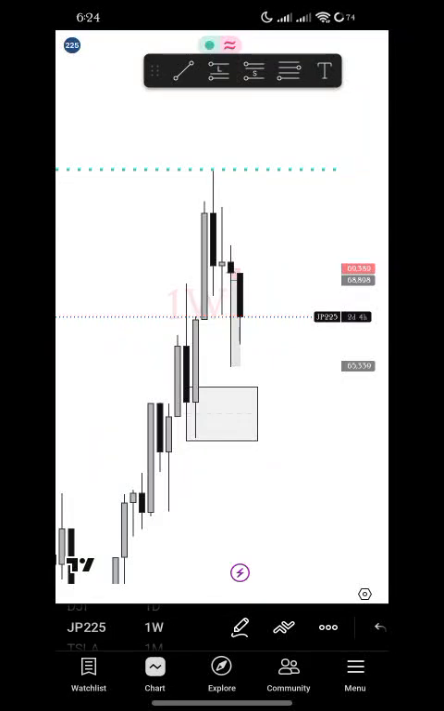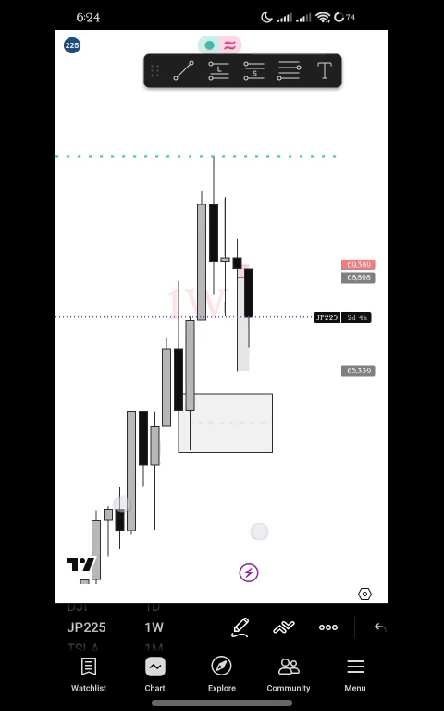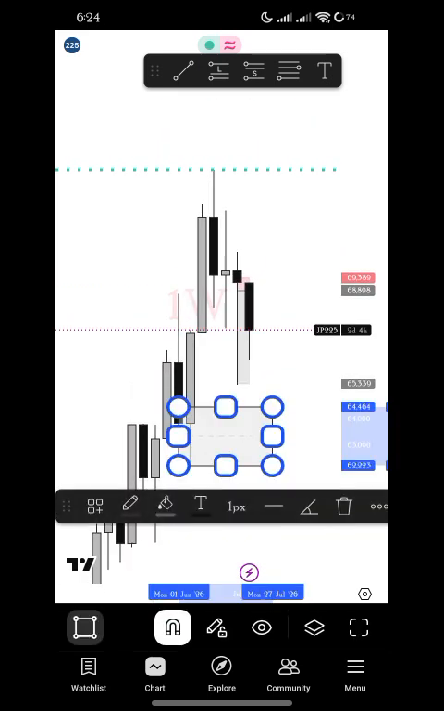Let's analyze this price action. JP 225, Japan 225. This is the weekly time frame. Let me delete this.